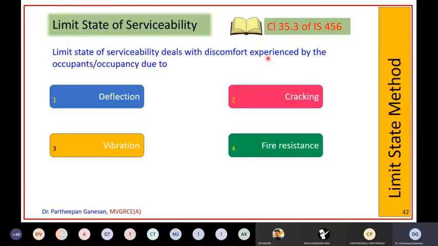So you don't have a detailed discussion on this one. We will only focus on deflection. Other things you will be studying in your higher courses, not here. Only deflection we will be teaching here in this particular course.